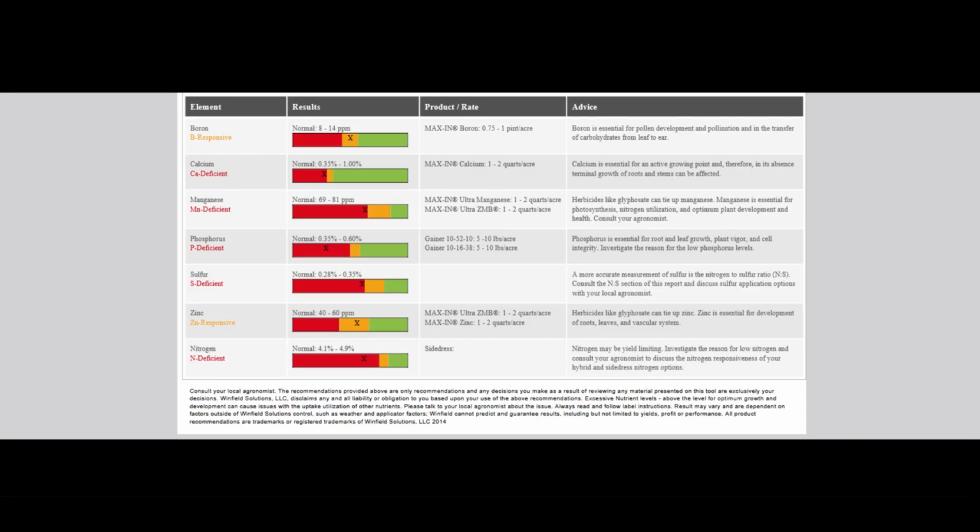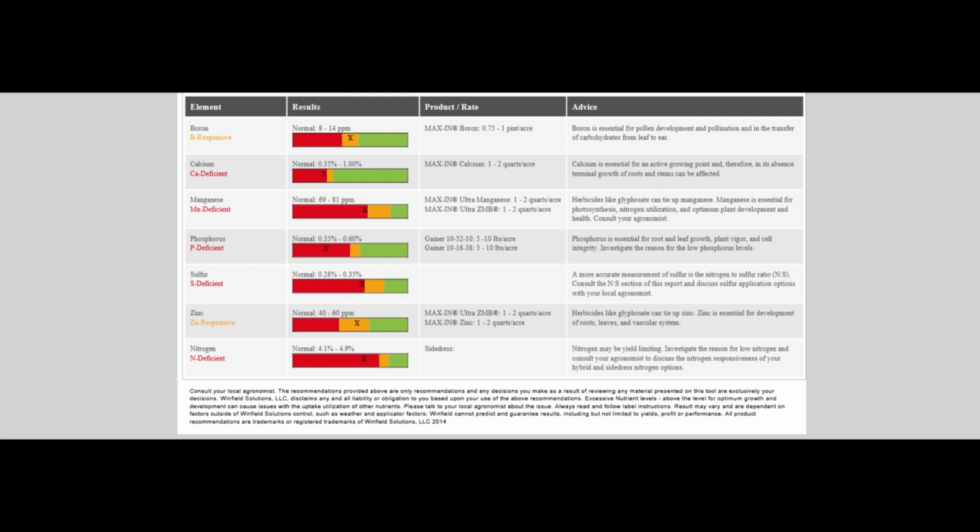Below that chart, you'll usually find a detailed table that breaks everything down nutrient by nutrient. It shows the normal range for each nutrient, where your samples fall within that range using a color-coded bar, and often includes a recommended product and application rate along with a short note explaining why that nutrient matters. This is one of the most practical parts of the report because it doesn't just point out a deficiency, it also suggests what you can do about it and why that recommendation makes sense. It gives you a good starting point for discussing the results with your agronomist and deciding what should be prioritized.